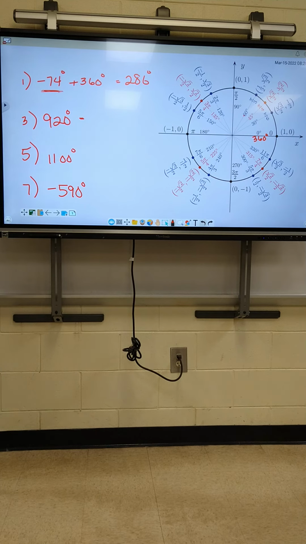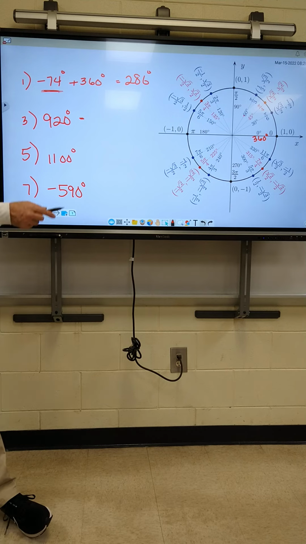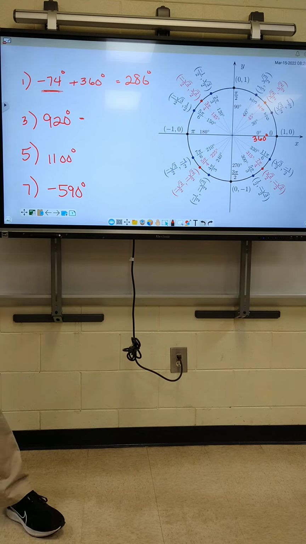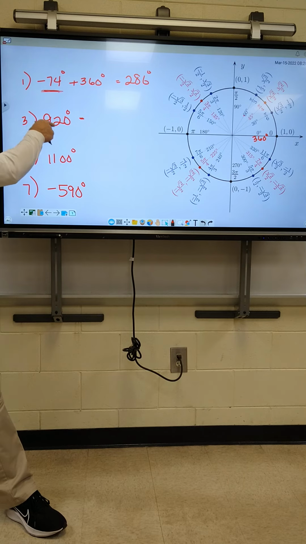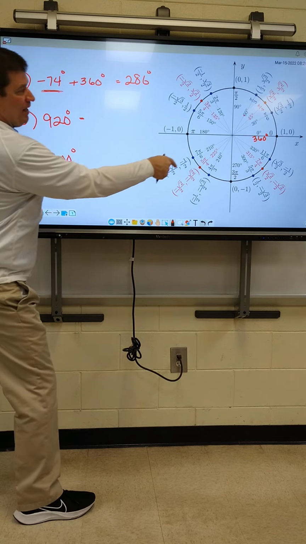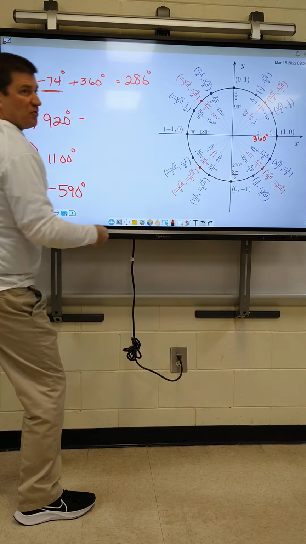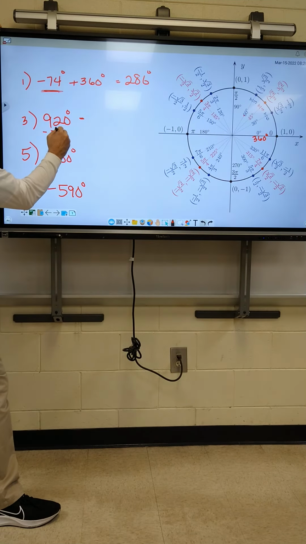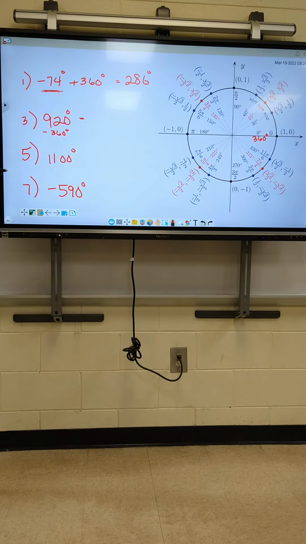All right, let's go to number 3. Look at number 3, 920 degrees. Our instructions said find the least positive coterminal angle. That means find the lowest angle it could be and still be positive. If it's bigger than 360 degrees, you have to subtract 360 to make it a smaller number. So let's do that.